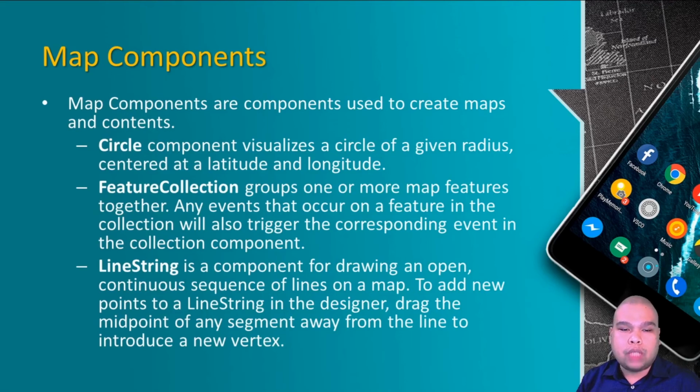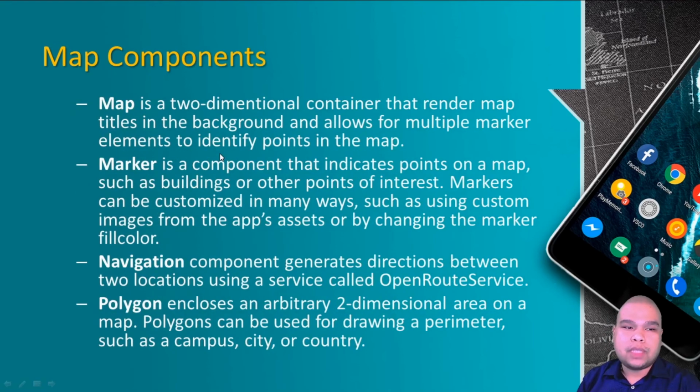We also have the feature collection component, which groups one or more map features together. So any events that occur on a feature in the collection will also trigger the corresponding event in the collection component. We also have your line string. Line string component is a component for drawing an open continuous sequence of lines on a map. To add new points to a string, in the designer, drag the midpoint of any segment away from the line to introduce a new vertex. We also have the map. Map is a two-dimensional container that renders map tiles in the background and allows for multiple marker elements to identify points in the map.